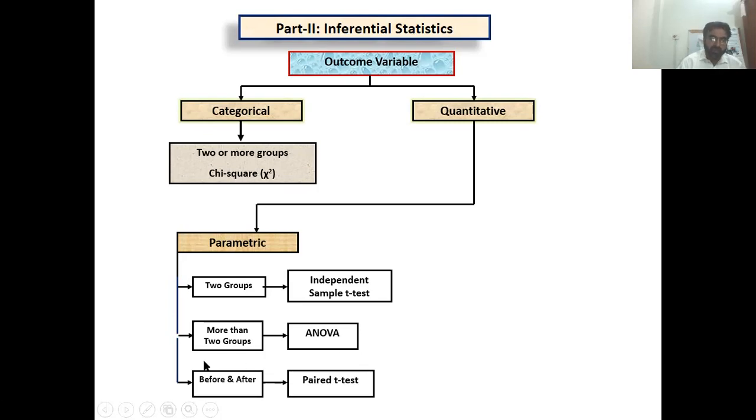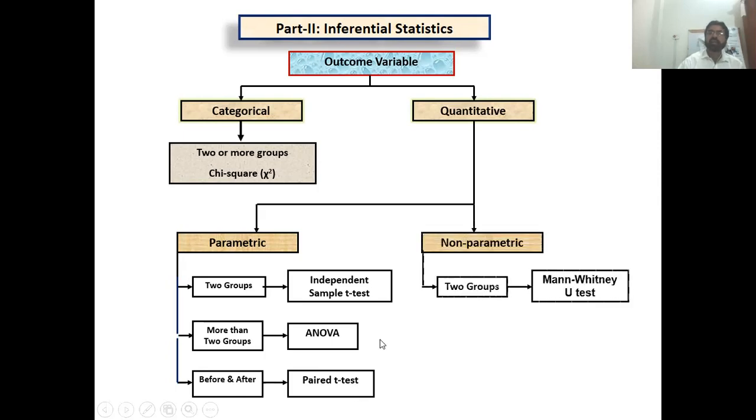And if you have a single sample and you want to assess or determine the difference before and after the intervention, then you have to apply the paired sample t-test, or paired t-test. On the other hand, if you have an outcome variable which is quantitative, but your data is not normally distributed, then you cannot apply the parametric tests. You have to apply non-parametric tests on a population that is not normally distributed.